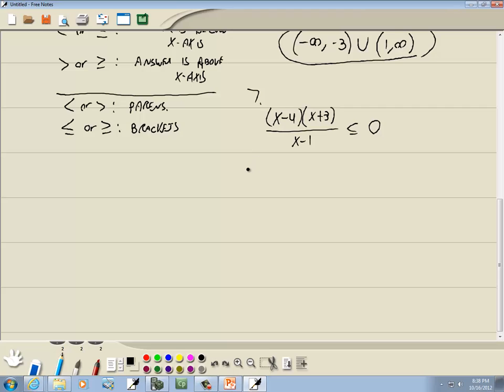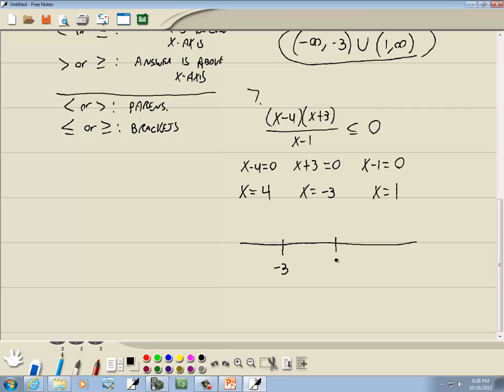And set each factor equal to 0. So we'll set x minus 4 equal to 0. We'll set x plus 3 equal to 0. And we'll set x minus 1 equal to 0. And then solve these. And we get x equals 4, x is equal to negative 3, and x is equal to positive 1. Well, let's take our x-axis, put those on there. So negative 3 is our smallest one, so that goes here. 1 is next, so that goes there. And 4 is next, so that goes there.